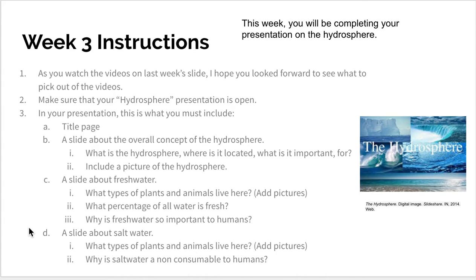In your presentation, make sure that you include a title page, a slide about the overall concept of what the hydrosphere is, where it is located, what it's important for, and include a picture of the hydrosphere. A slide about freshwater, which will include the types of animals and plants, percentages of freshwater, and why freshwater is so important to humans, and then a slide about saltwater and what types of plants and animals live there, as well as why saltwater is non-consumable to humans. If you have questions, make sure that you watch the e-session from last week and from this week.